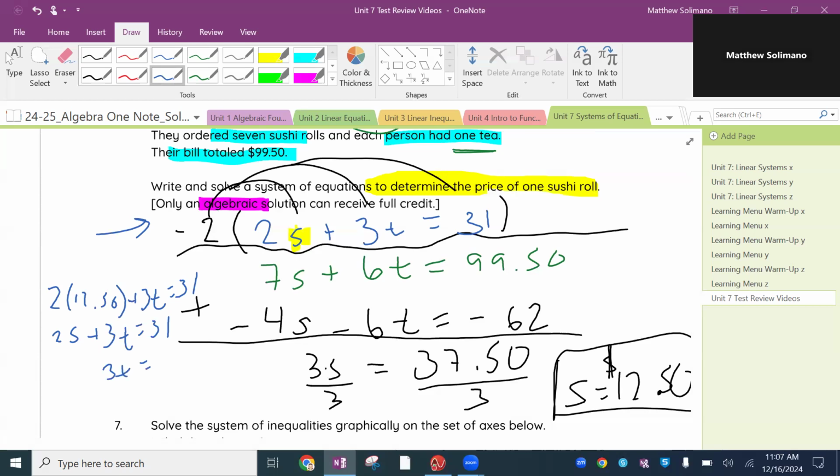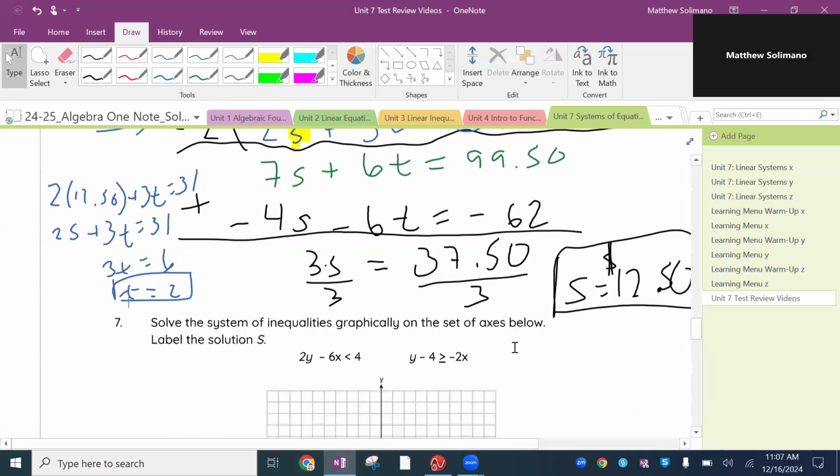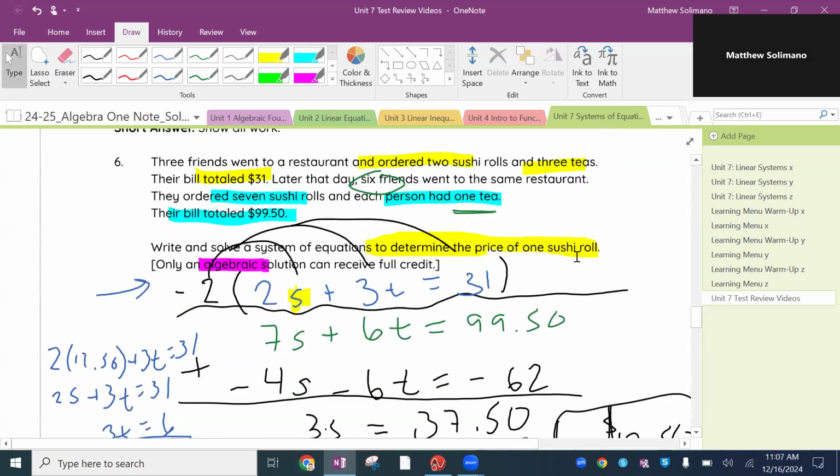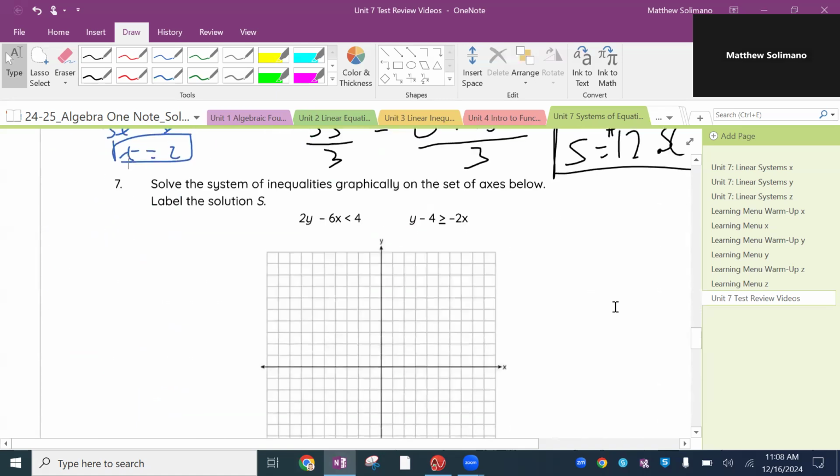31 minus 25 is 6. Divide by 3 on both sides. So the t costs $2 each. So you could figure out the t if they asked for it, but they just said determine the price of one sushi roll, and we did that.